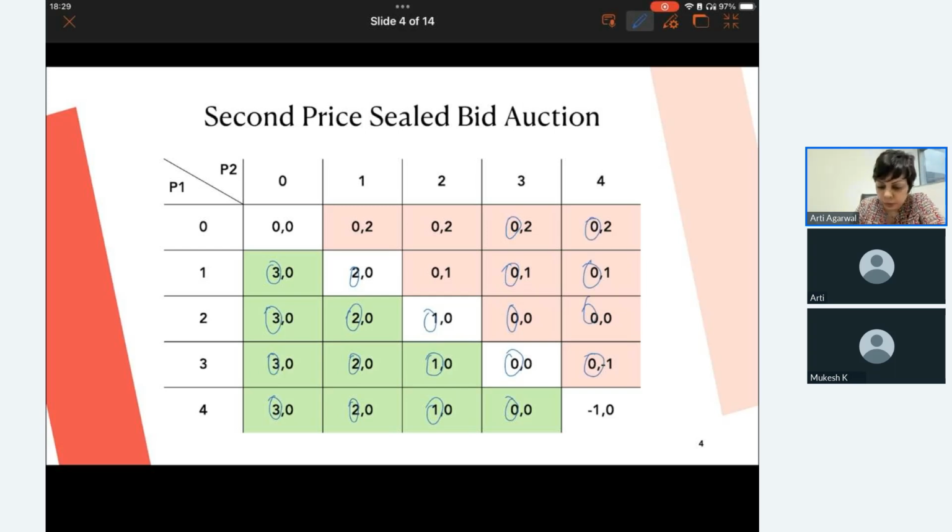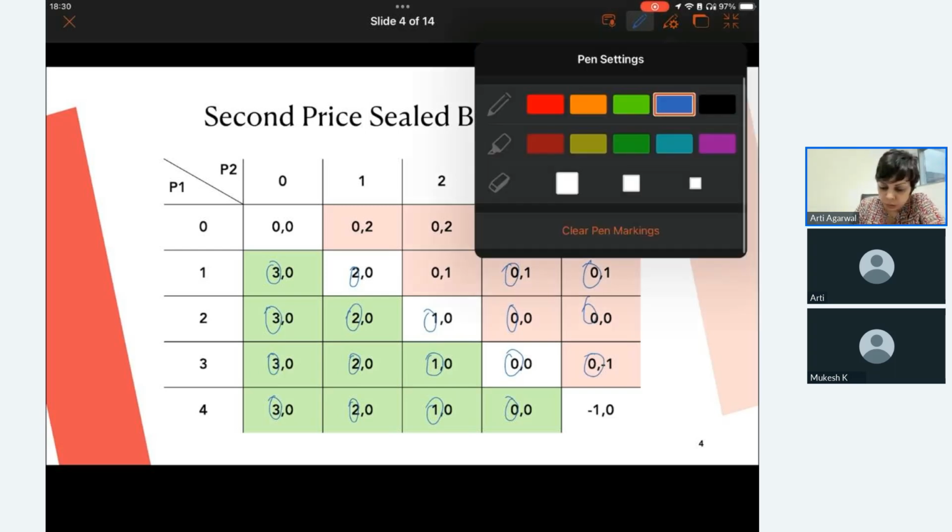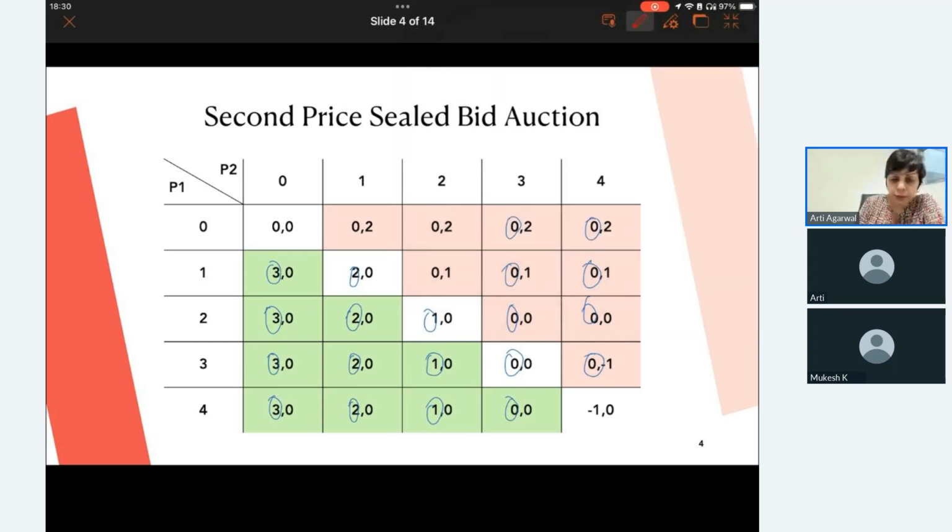Now let's look at player 2's best responses. If player 1 is playing 0, similar logic, he's going to play any strategy other than 0 because they all give a payoff of 2, which is higher than 0. Player 1 is playing 1, then 3, 4 are giving him a higher payoff. These are the best responses. Player 1 is playing 2, then everything gives a 0.